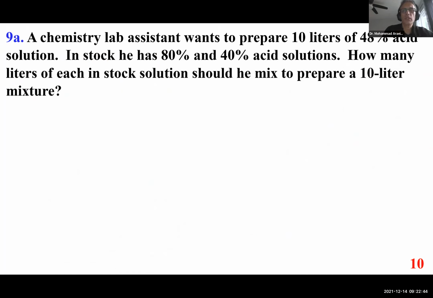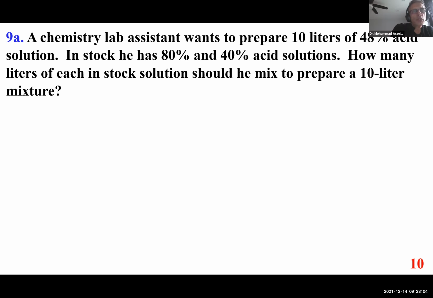Could you please read this? A chemistry lab assistant wants to prepare 10 liters of 48% acid solution. In the stock, he has 80% and 40% acid solutions. How many liters of each in stock solutions should he mix to prepare a 10-liter mixture?